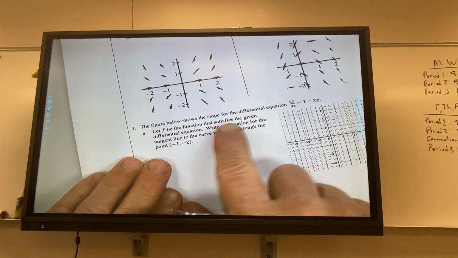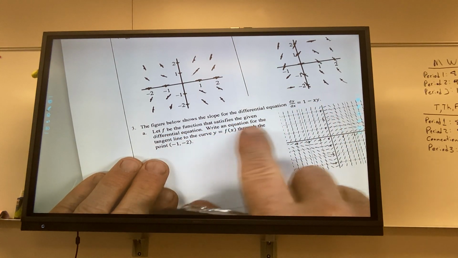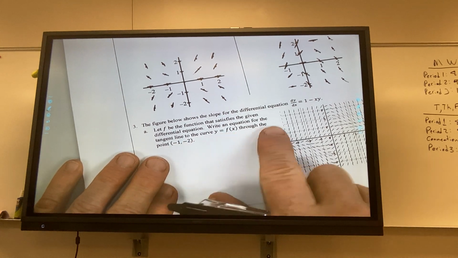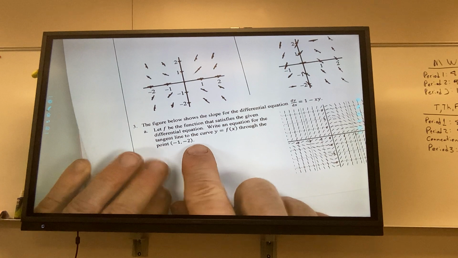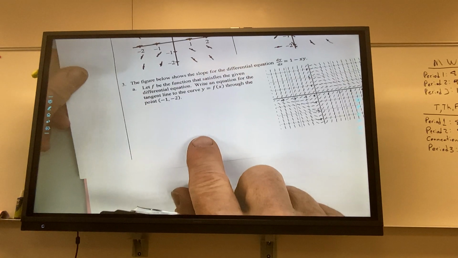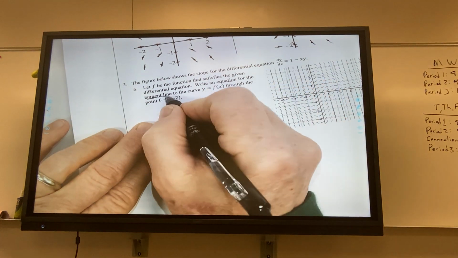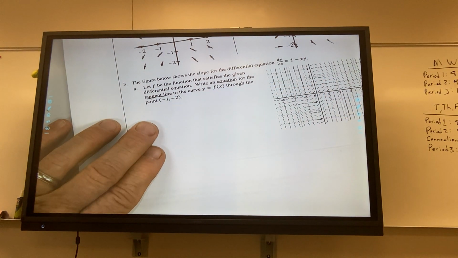Right here, the figure below shows the slope field of the differential equation, so this is kind of crazy. Let f be a function that satisfies the given differential equation. Write an equation for the tangent line to the curve y equals f of x through the point. So, Alexa, equation for a tangent line. What 2 things do I need?